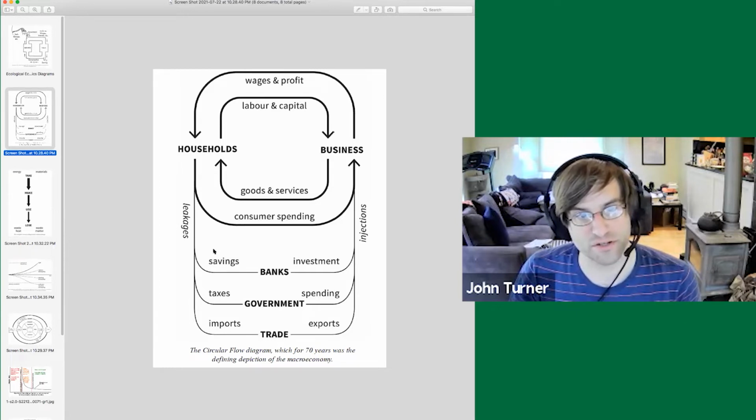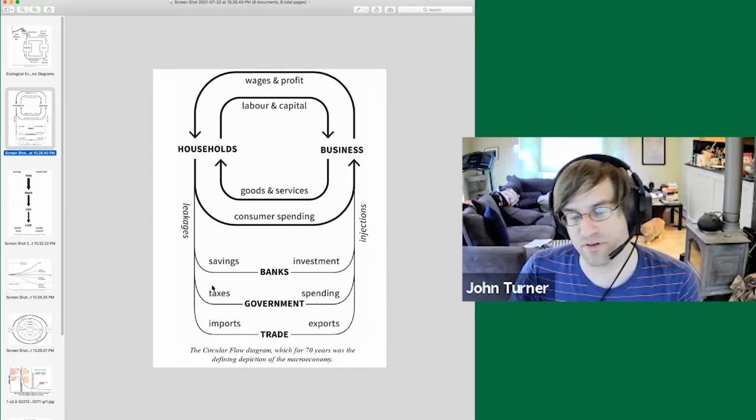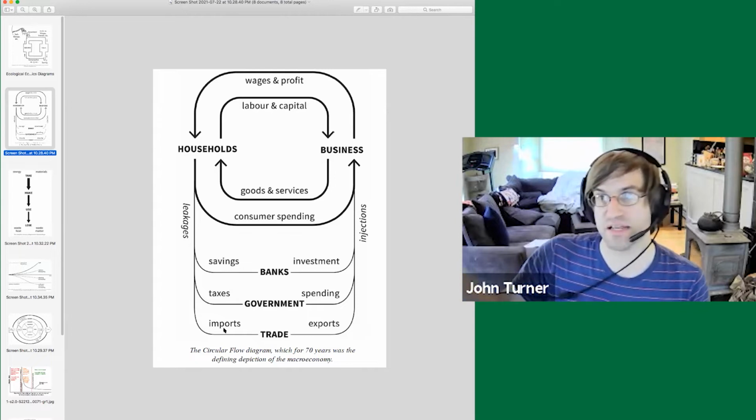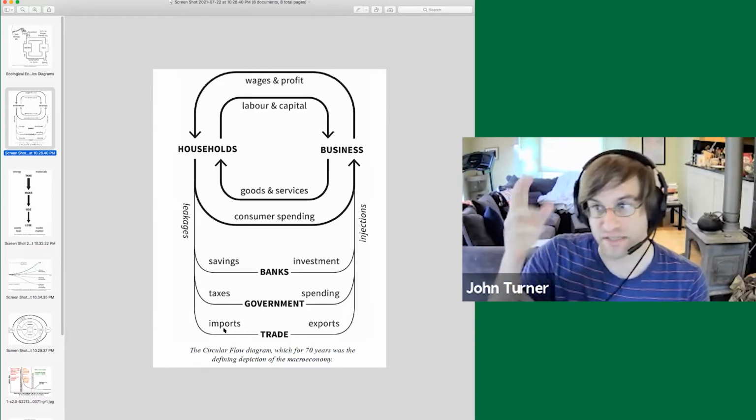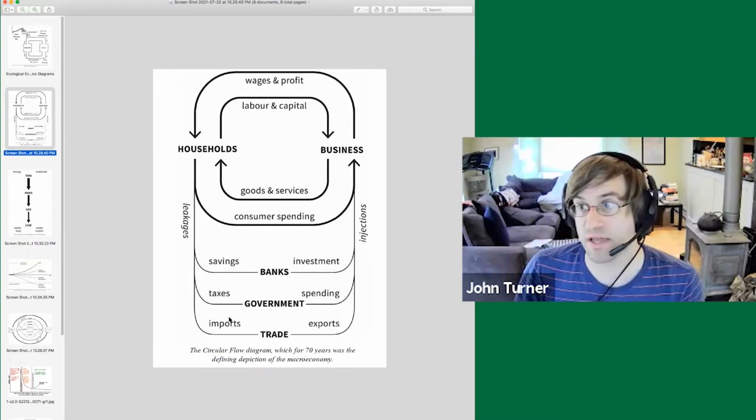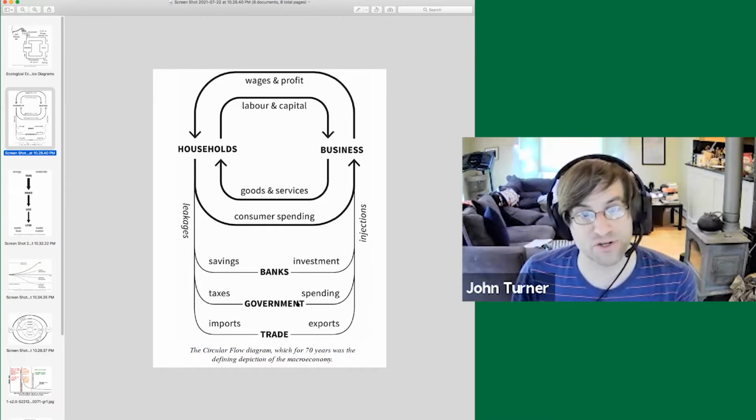Leakages out of this include savings that people put into a bank account, taxes that the government takes out of household wealth or income, and imports. When you bring something into a national economy, that counts as leakage out of the national economy, because you have to pay for those goods to come into the national economy.